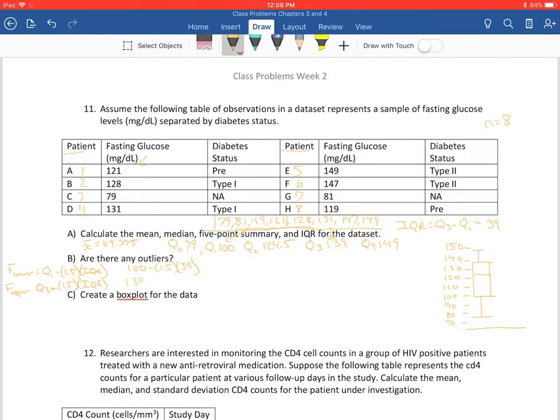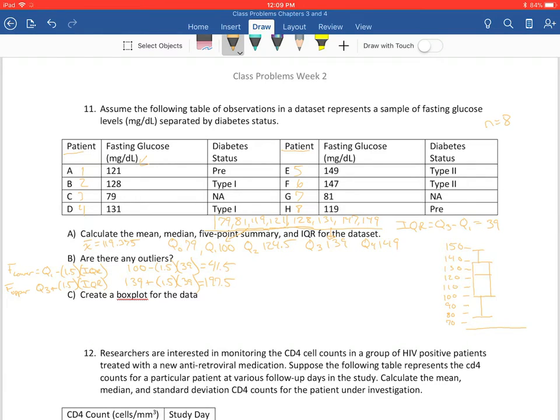And then this one's going to be 139 plus 1.5 times 39. Now remember, if you put this all in a calculator and don't have parentheses in the correct area, you're going to get a wrong value. So remember, you have to follow your order of operations. You always multiply before you add or subtract. When you do this, you get 41.5 as your lower, and your upper is 197.5.